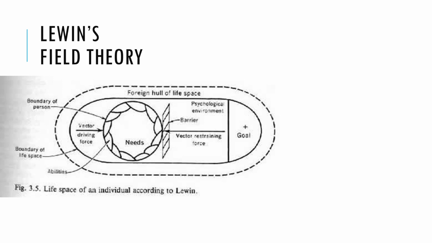You'll notice he drew a solid line between the foreign hull of life space and all that other stuff that's surrounding directly the individual, because he was arguing that there was less interplay between the foreign hull of the life space and all the stuff that's going on inside that solid line. In the right-hand corner of that area, he calls it the psychological environment. So the part of the environment that is impacting your thoughts, your feelings, your cognitions, all that.